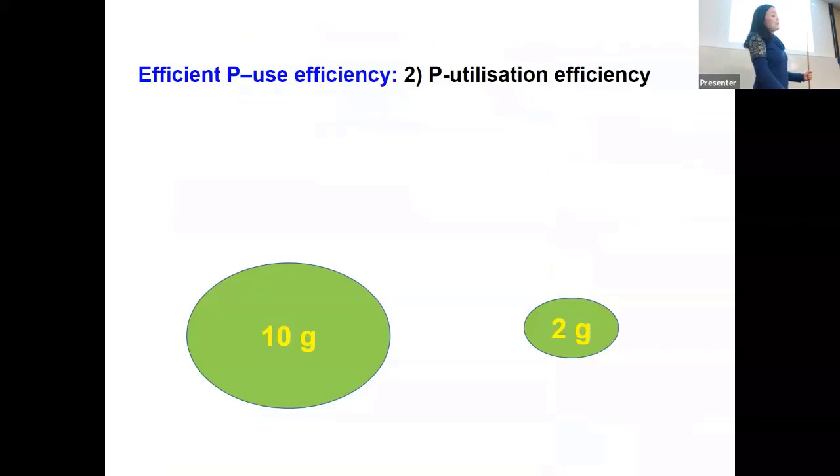The second pathway would be to improve the phosphorus utilization efficiency. Once plants take up all that phosphorus, how can plants produce more biomass or more yield? For example, for a certain amount of phosphorus, it produces 2 grams or 10 grams. That can make a big difference.